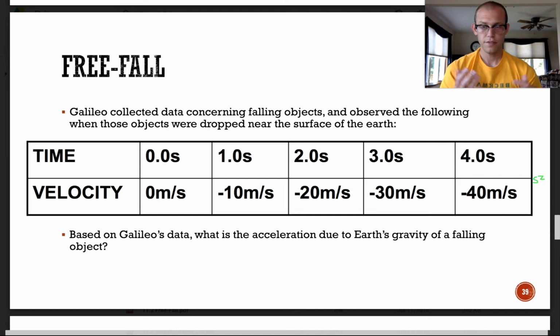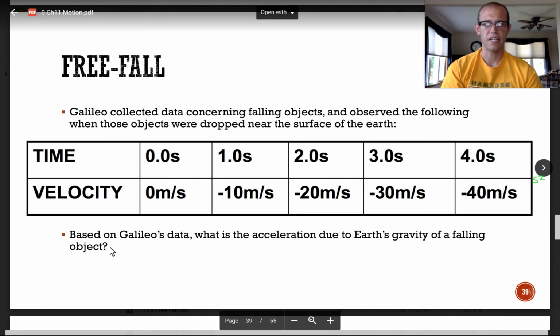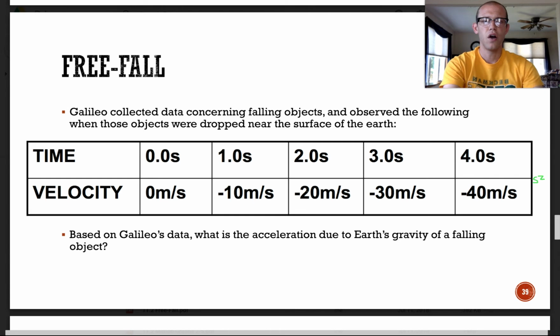So at 0 seconds, they weren't moving. At 1 second, it was -10, 2 seconds, -20, 3, -30, 4, -40. So before you move on to what this question is asking, make sure you understand why this is negative. It's negative because in Galileo's terms, he considered up to be positive. So that's positive y. So objects are falling down, which means the direction is negative, meaning the velocity is negative.